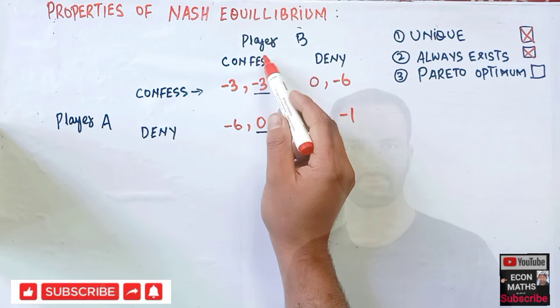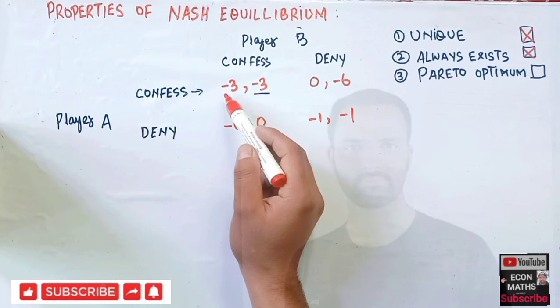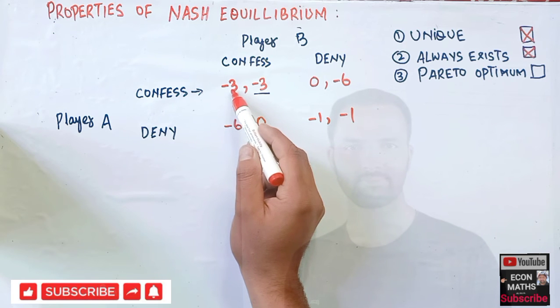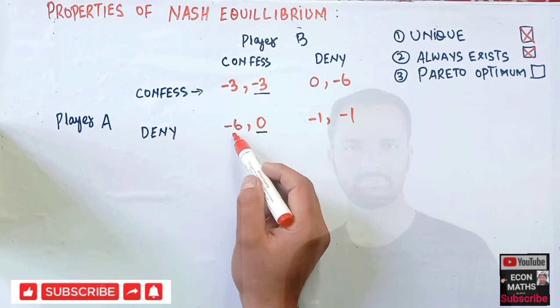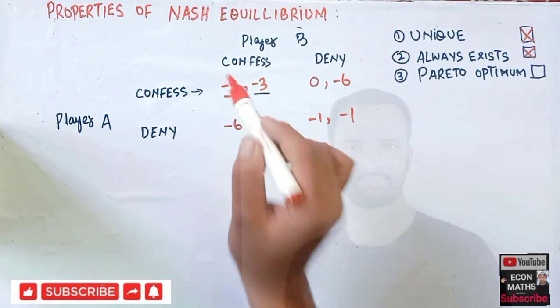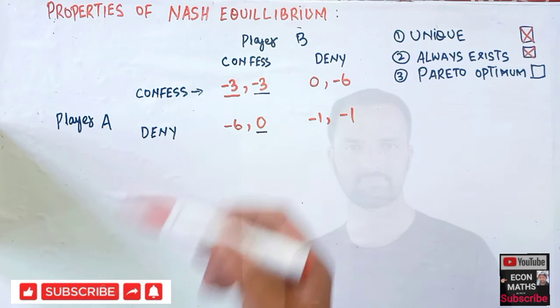Okay, let us say when player B confesses, player A has again two choices, either to confess or deny. By confessing, he gets only 3 years of jail. By denying, he gets 6 years of jail. So he will choose, let us say, this, because -3 is greater than -6, so he will choose confess.